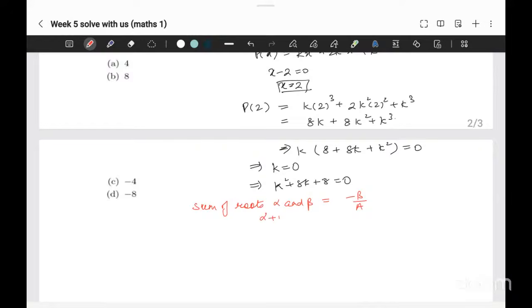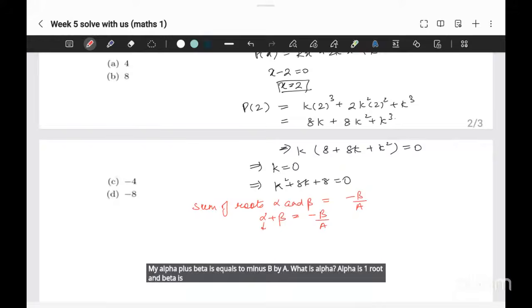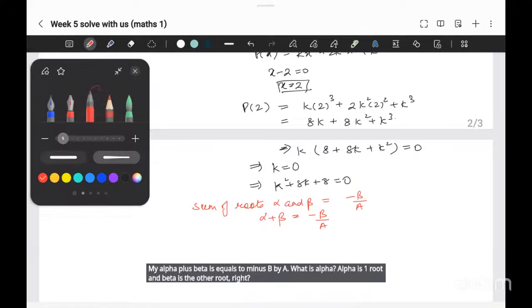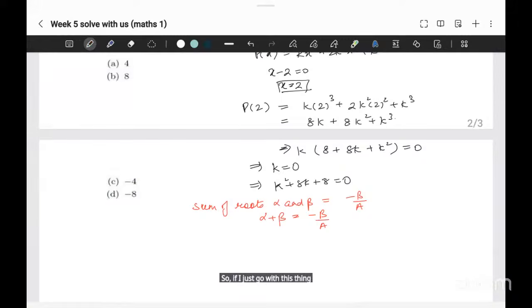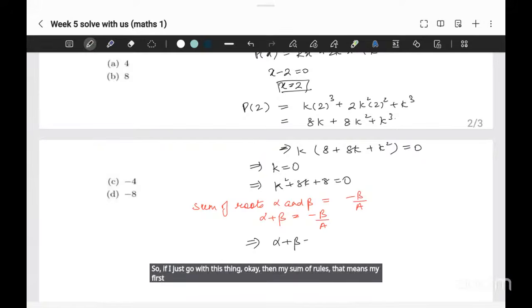My alpha plus beta is equal to minus b by a. What is alpha? Alpha is one root and beta is the other root, right? So if I just go with this, then my sum of roots, that means my first root and my second root, will be equal to minus 8 by 1, which is equal to minus 8.